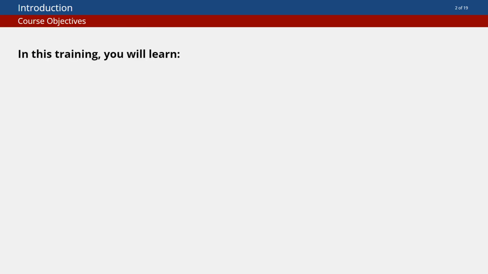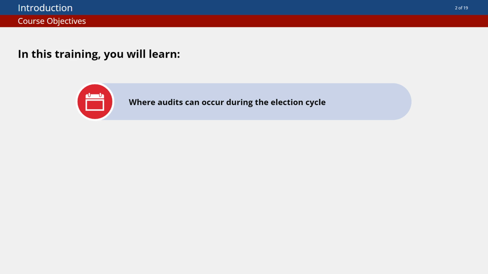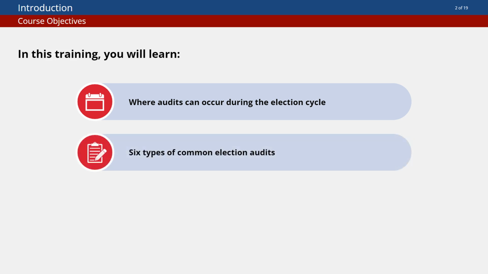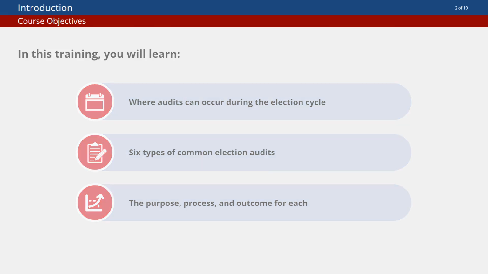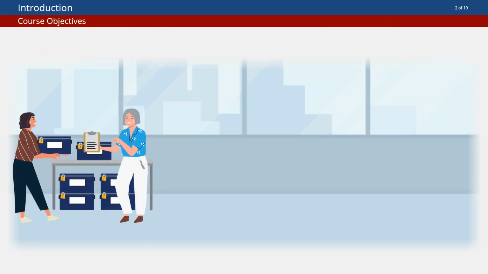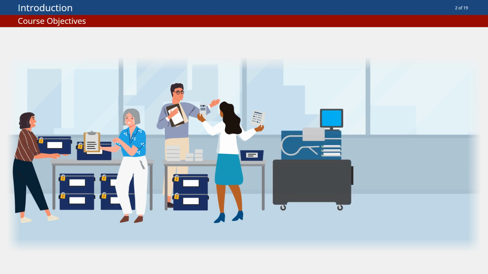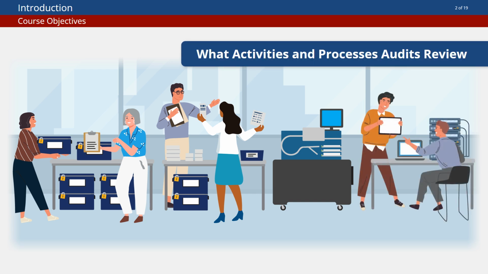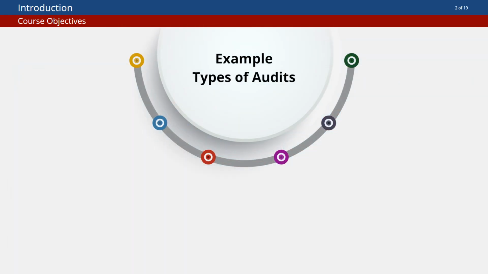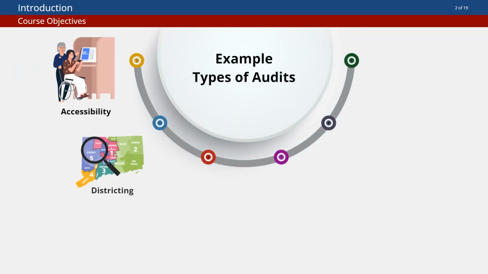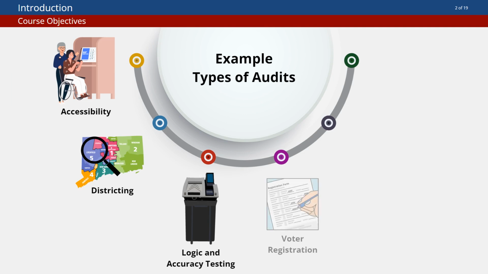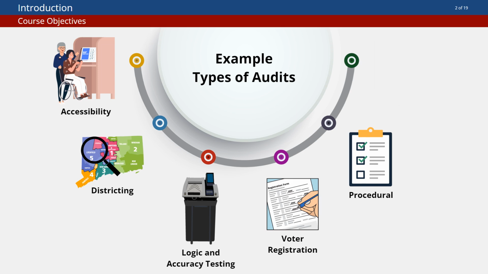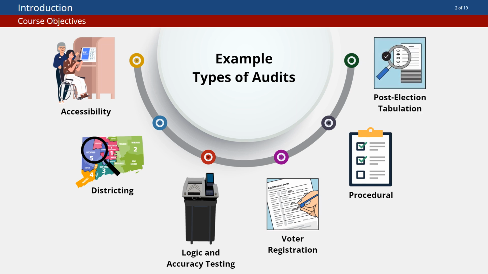In this training, you will learn where audits can occur during the election cycle, about several types of election audits performed across the U.S., and the purpose, process, and outcome for each one. This training will help you understand several different kinds of election audits that are conducted by election jurisdictions across the United States. You'll learn about the activities and processes these audits review, and what election officials can learn by conducting them. There are many different types of audits in use across the country, so many that it's not possible to describe them all in one brief training. In this course, we'll focus on 6 types of audits that are common across the U.S.